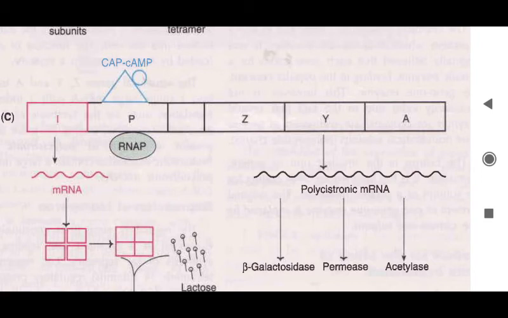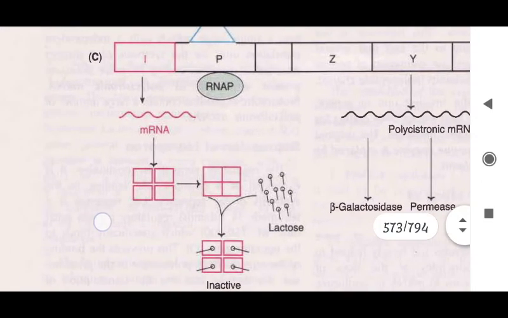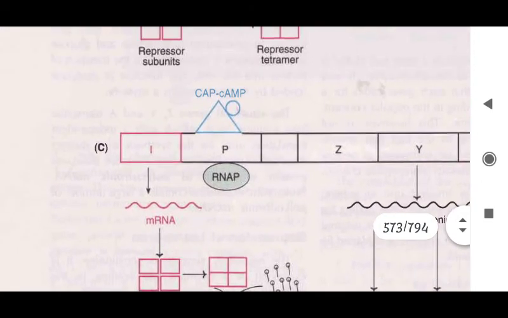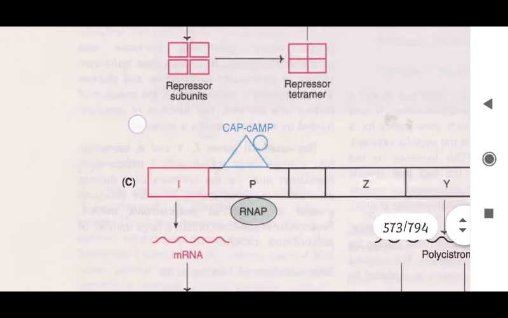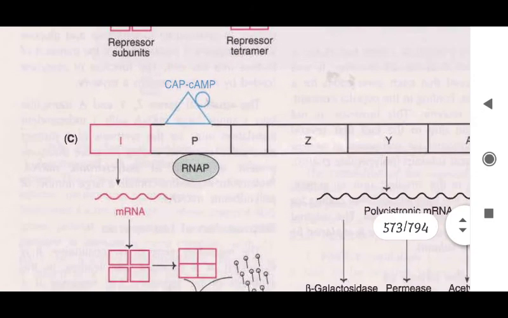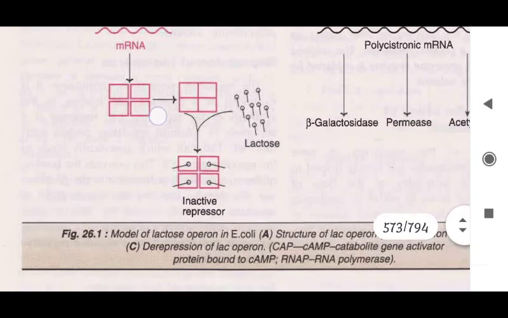Now one more interesting thing that you can see here is this CAP-cAMP complex, the catabolite activator protein. In short, it is called CAP, and cAMP is your cyclic AMP. This is also required for RNA polymerase to bind to the promoter. This we will talk about a bit later.